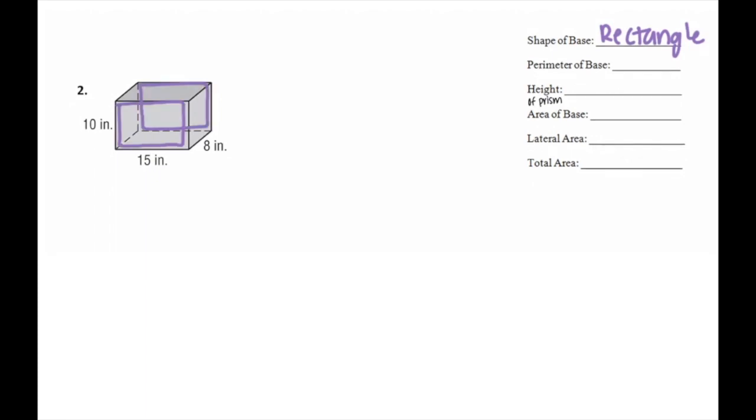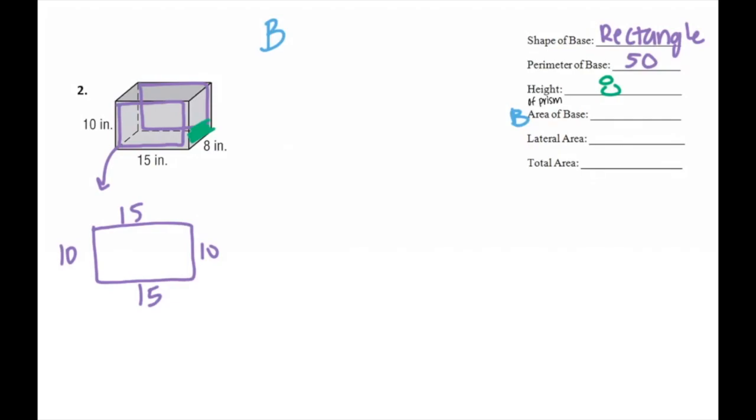All right, so the perimeter of the base, well, I'm going to draw it big down here again. 10 and 15, meaning that this is also 15 and 10 right across, so the perimeter is adding all those up. So we get 50. So the height is the distance between those bases. So this right here is our height. So that's 8. The area of the base, we're going to use big B for area of the base.